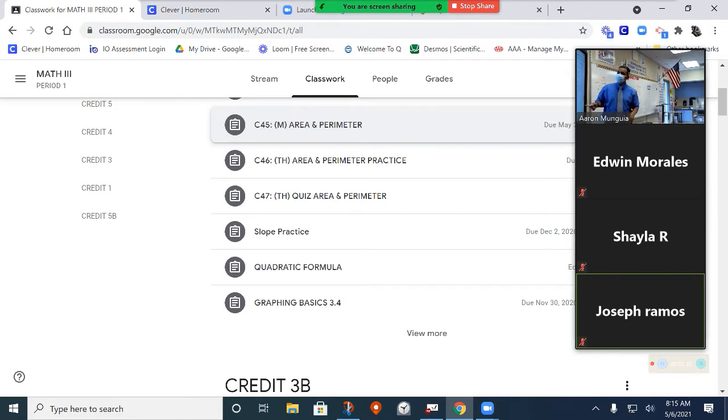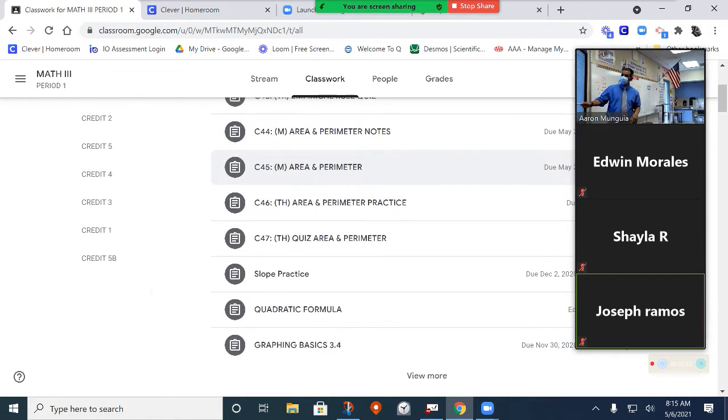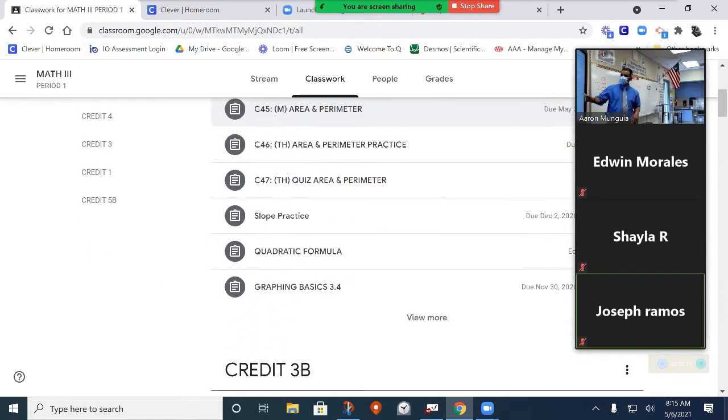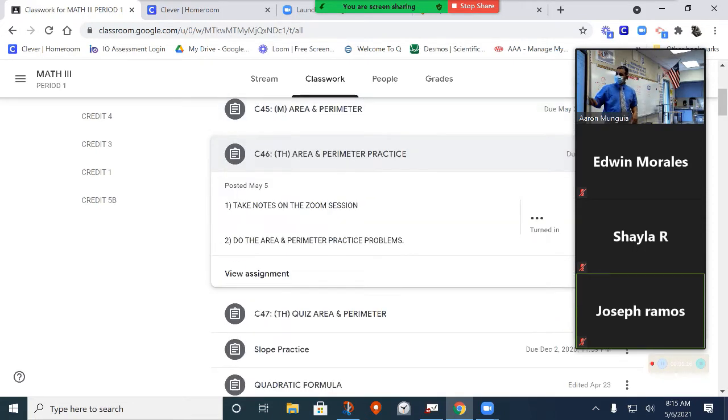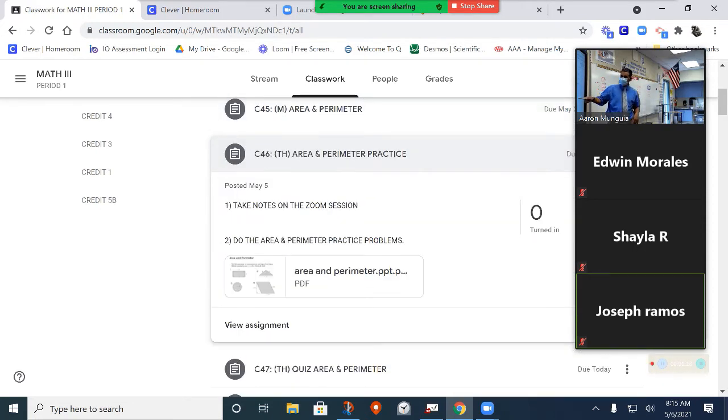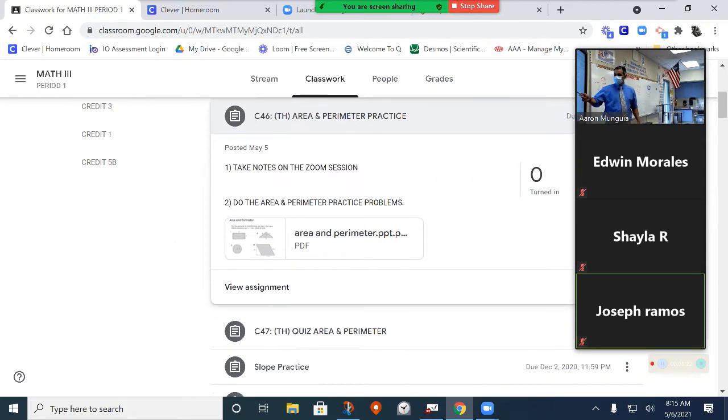So today's a special day. We're actually finishing credit 4. It's kind of crazy. C46 is right here, Thursday. Notice C46 and 47 are Thursday today. You're going to take notes on Zoom. Obviously, you're doing that now. And you're going to do the area and perimeter practice problems. Just do it on Cami.